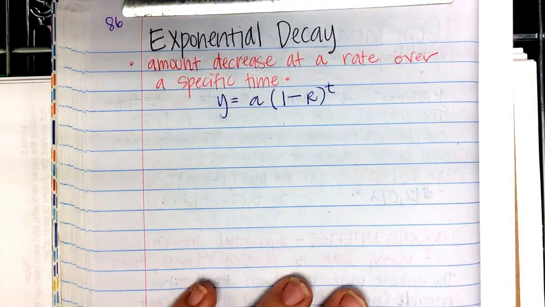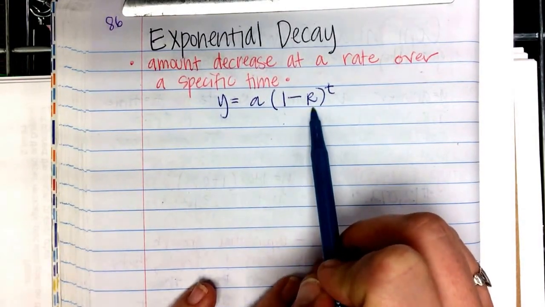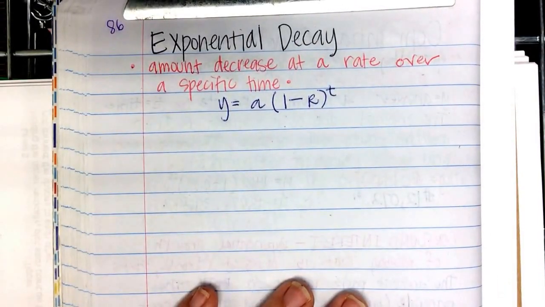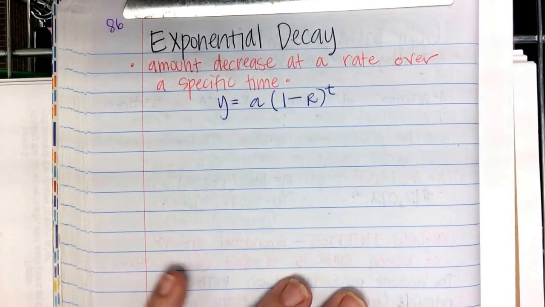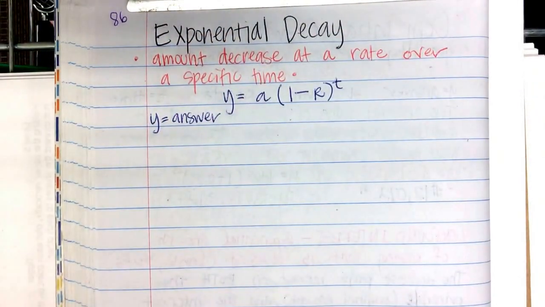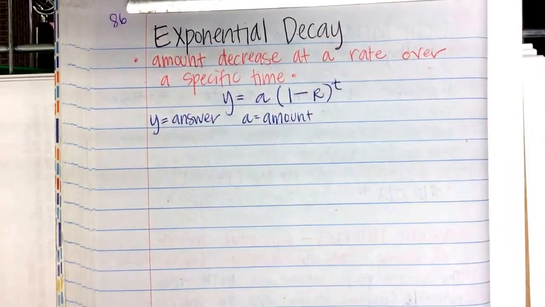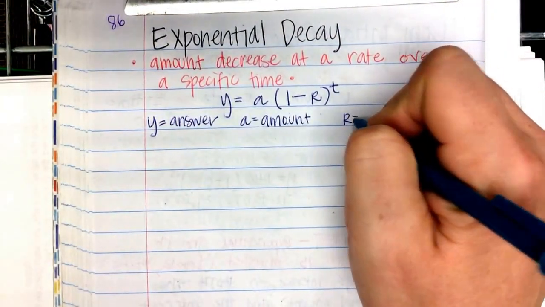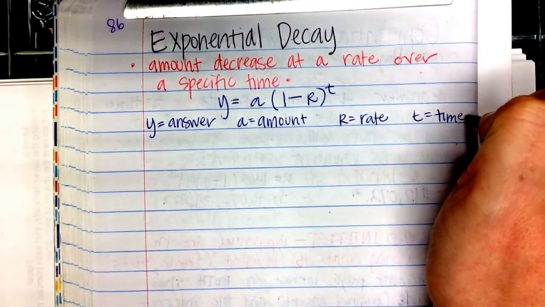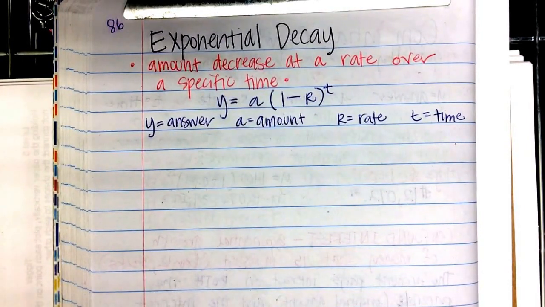And yesterday, our exponential growth, we did basic interest, was a times the quantity 1 plus the rate to the power of t. So today, since it's decay, we're decreasing. This is basic decay. So y is the answer. A is the amount. R is the rate. And t is time. And again, you get to write a word problem.